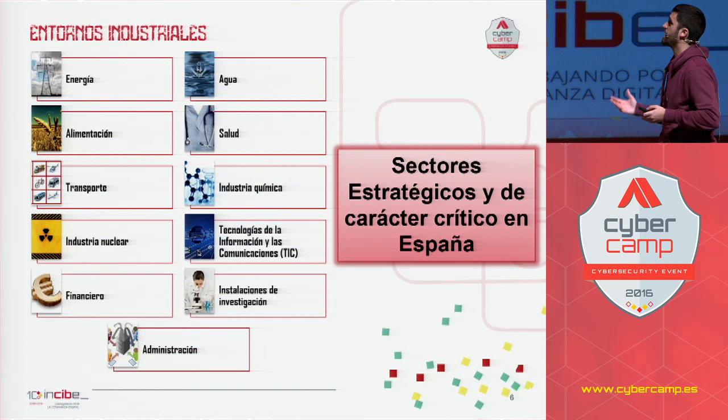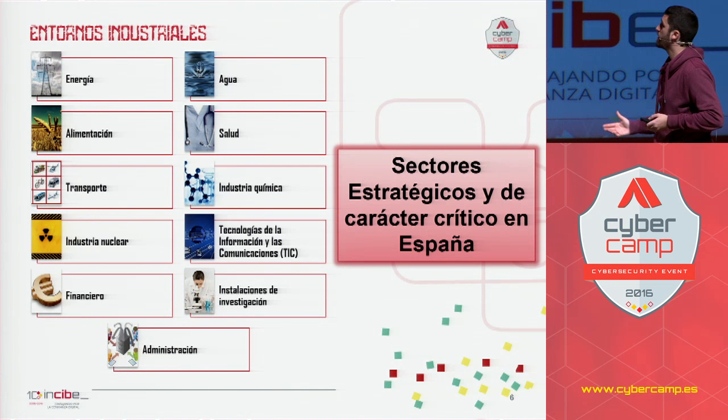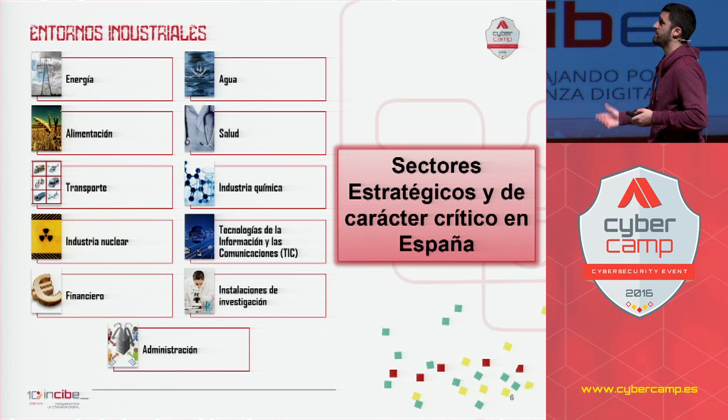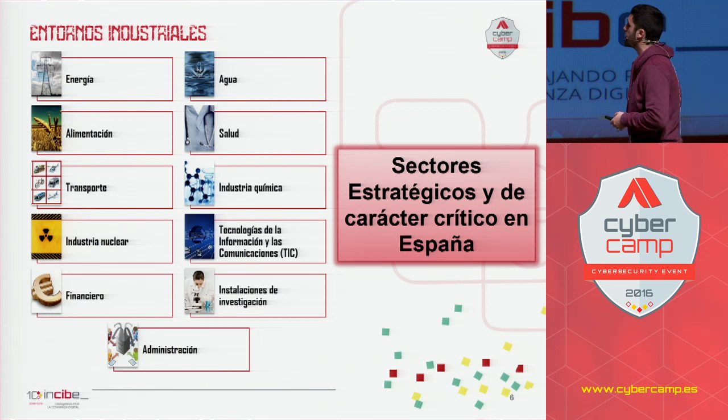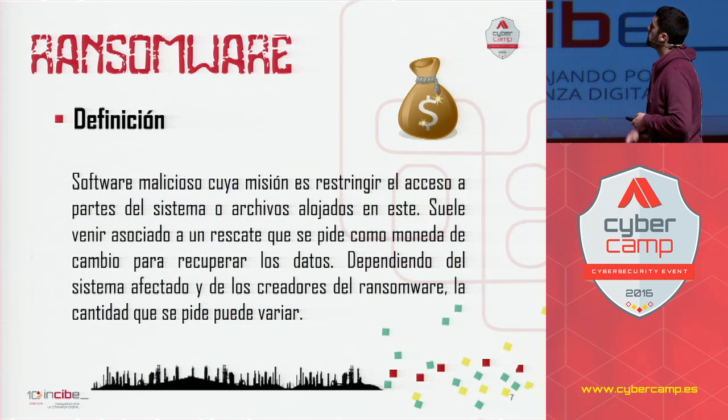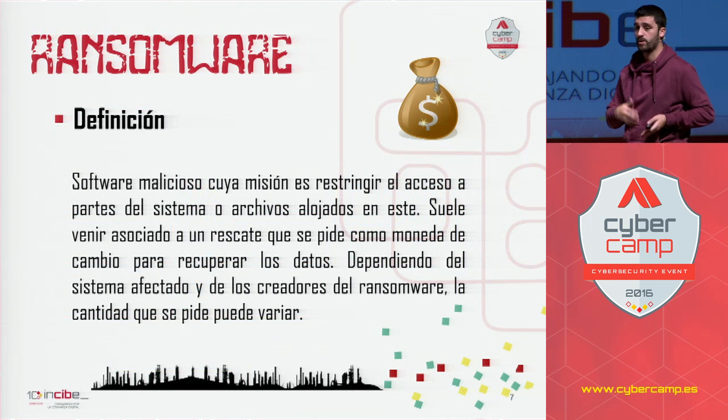Past these two concepts, we move on to critical infrastructures, right? What are the strategic sectors here? We've got energy, water, food, health, transportation, chemical industry, etc. So, no need for me to read it, right? You can read it yourselves.